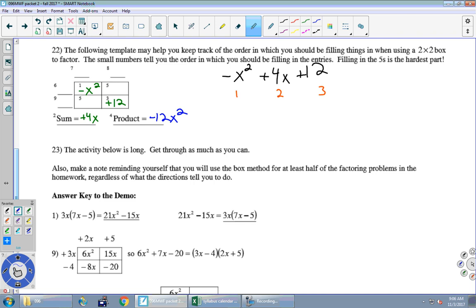And this is where we played detective and we said, can we find 2 things that multiply to negative 12x squared and add to positive 4x? We're not going to list it all again because we've done it before, but the 2 things that we found were positive 6x and negative 2x. You can put them in either spot. I think we ended up putting the negative 2x up here and the positive 6x there. Okay, but those 2 numbers go in at exactly the same time. And those were the 5s, and so now we go to 6.